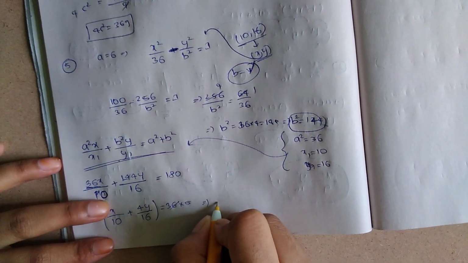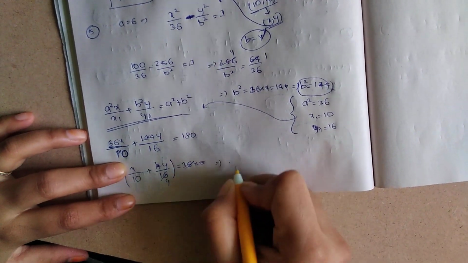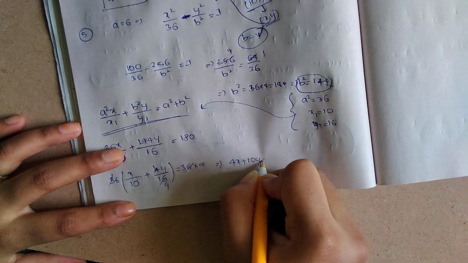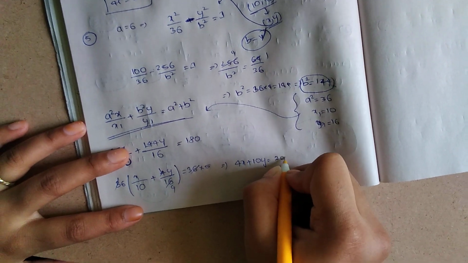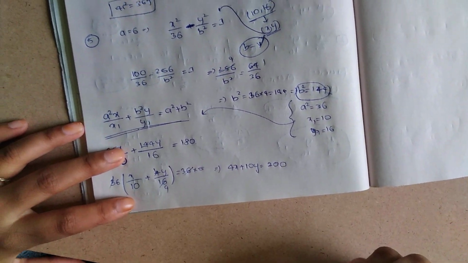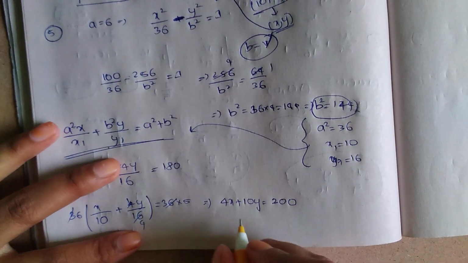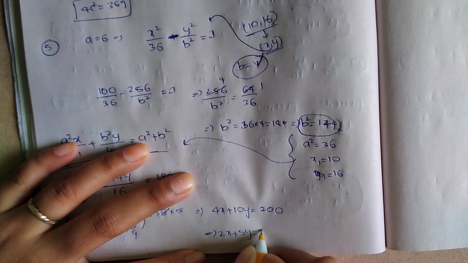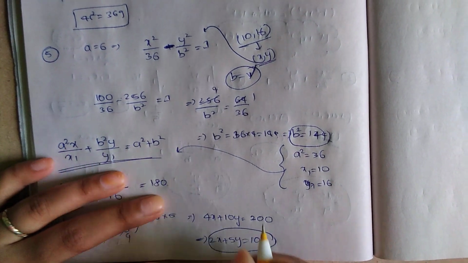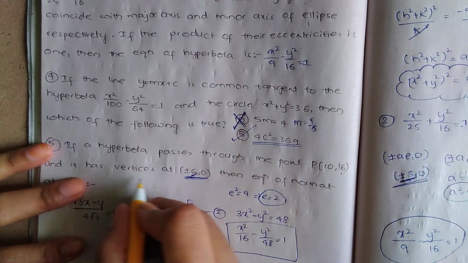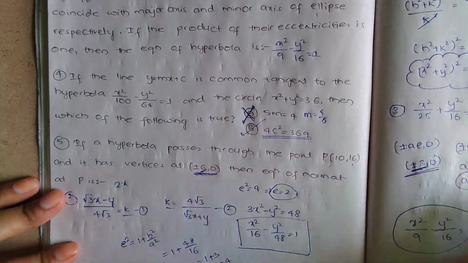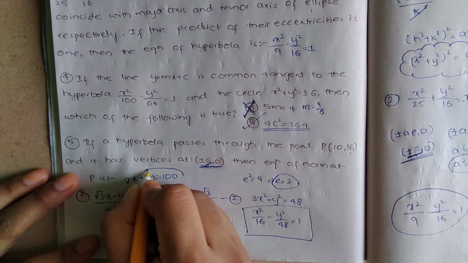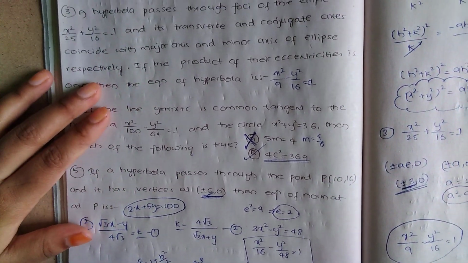Which implies 4x plus 10y is equal to 200. Yes, 40 into 5, 200. What do you get? Taking out 2 common, 2x plus 5y is equal to 100. So this is the normal equation. That's it. We got the required value: 2x plus 5y is equal to 100. Yes, we did it. Thank you so much for watching.